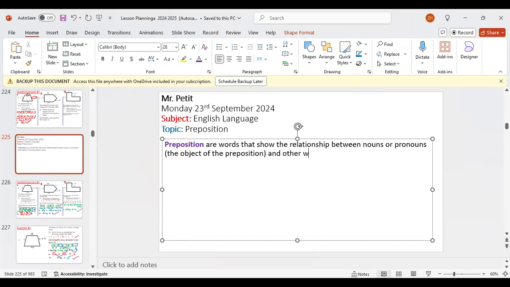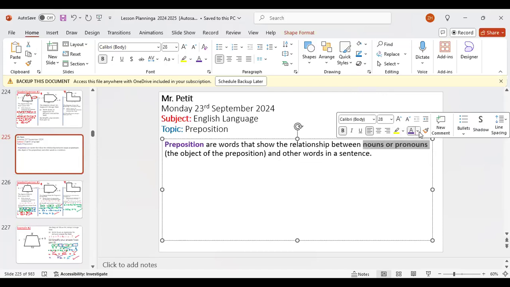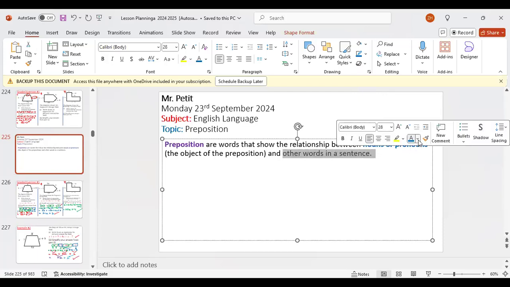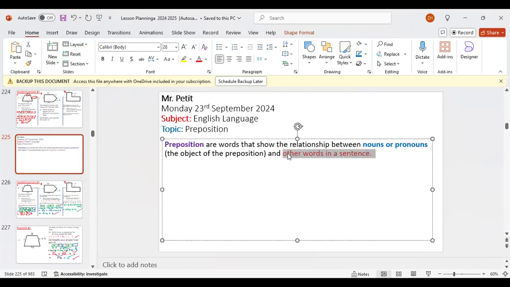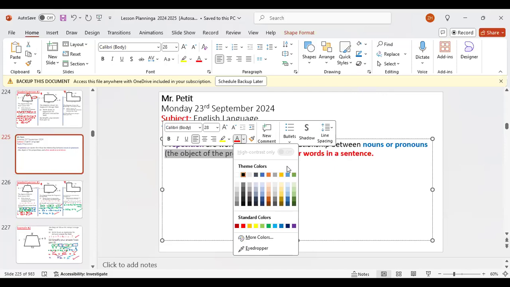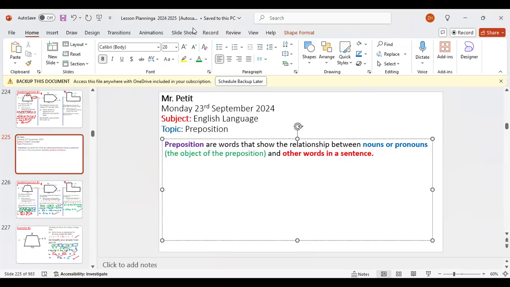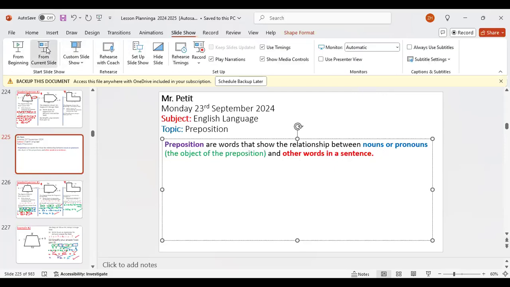And other words in a sentence. So these are words that show the relationship between the noun or pronouns in the sentence and other words in the sentence. The relationship is shown by our prepositions. And the object of the preposition is always our noun or pronoun. Make sure you write down this first sentence.